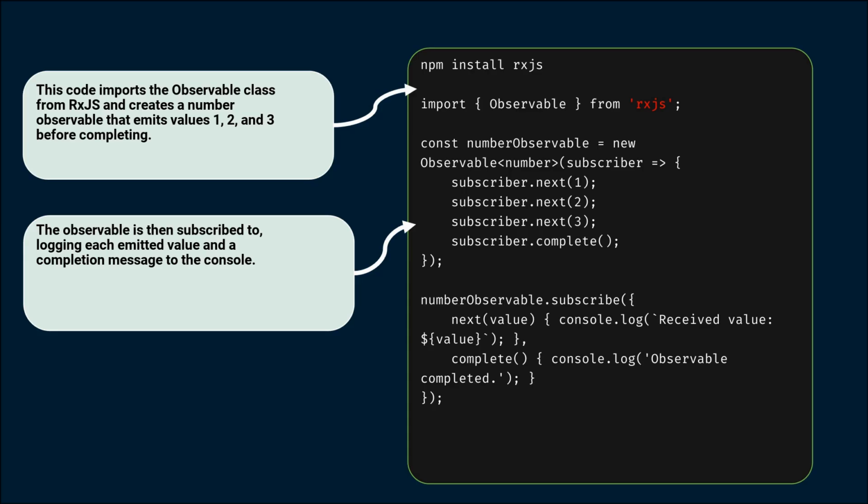The subscribe method takes an object that defines two handlers, one for processing each emitted value and another for handling completion. In this case, we log each received value to the console, as well as a message indicating that the observable has completed. This example effectively demonstrates the basic mechanics of observables, showcasing how we can initiate data streams, emit values, and subscribe to observe and react to those values in a straightforward manner.